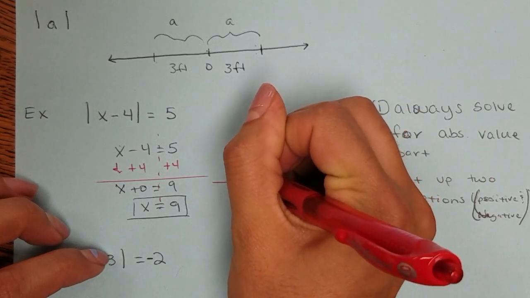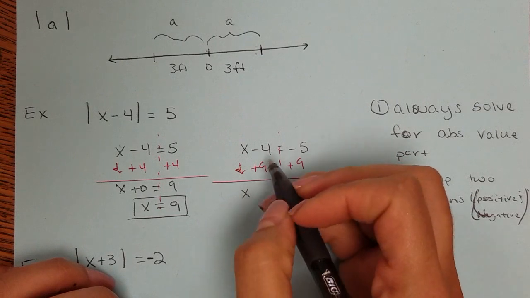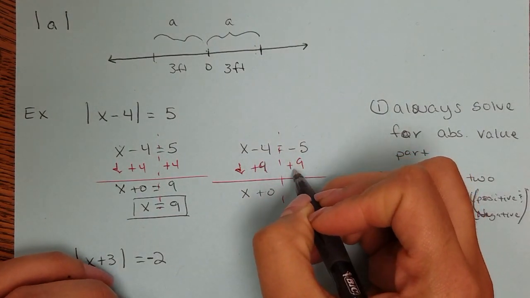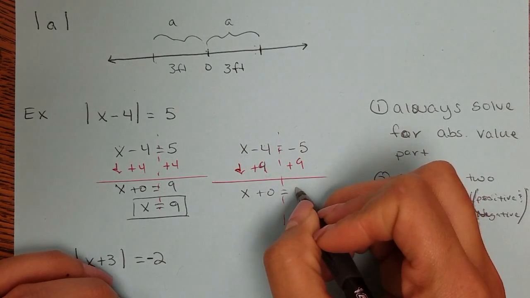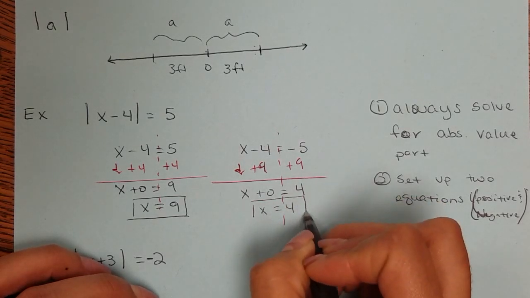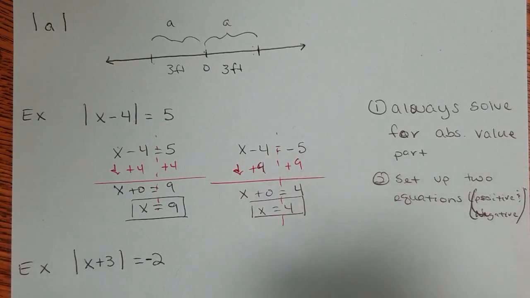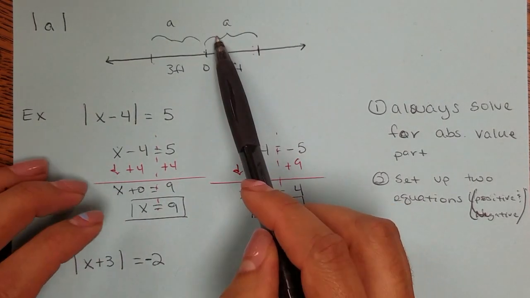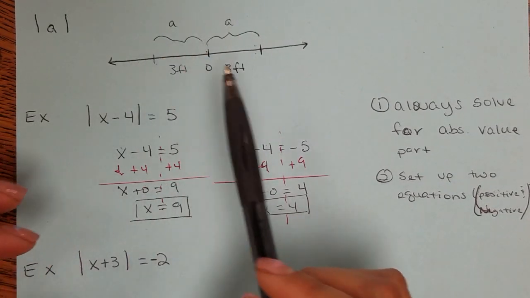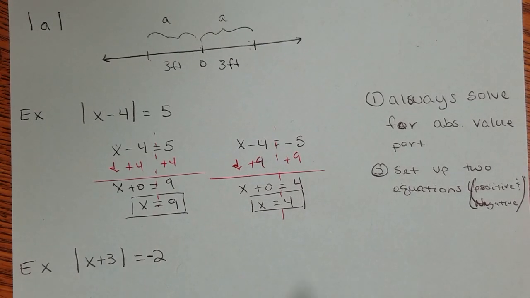You're going to see that you're going to do the same process for both equations. So x comes down. Oops, that's a 4. Negative 4 plus 4 is 0. And then negative 5 plus 4 is going to give you a negative 1 here. So x equals negative 1. When you're solving these absolute value equations, you have two answers that you're going to get. One if x is in one direction, or if it's in the other direction. So here we have two answers. x can be 9, or it can be negative 1.